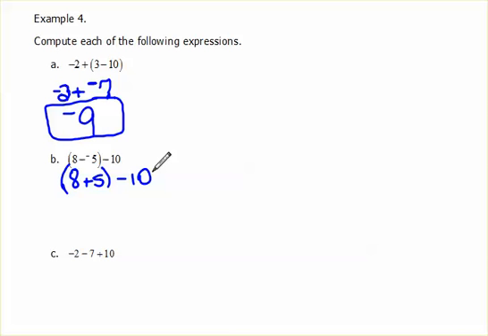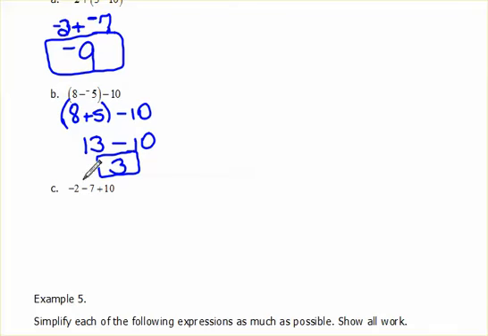Okay, so now again we can work with our parentheses. So 8 plus 5, the signs are the same, so we add and keep the sign positive. Minus 10, 13 and minus 10, well, we know that's 3, but the signs are different, so we would subtract and keep the sign of the larger number, which happens to be positive.